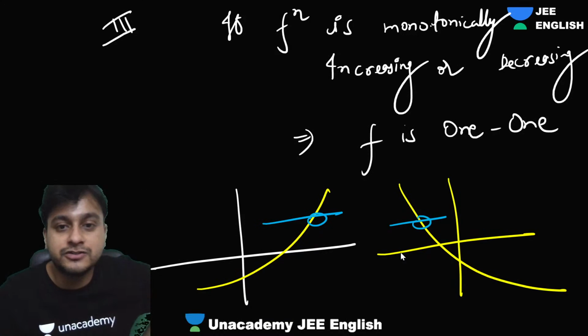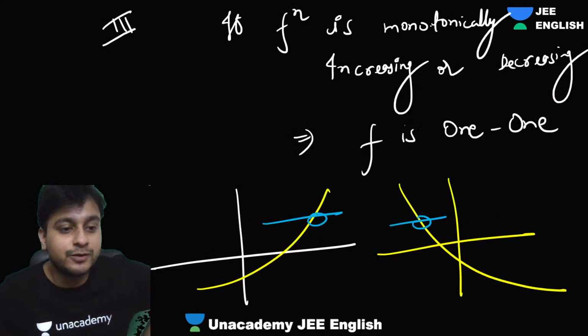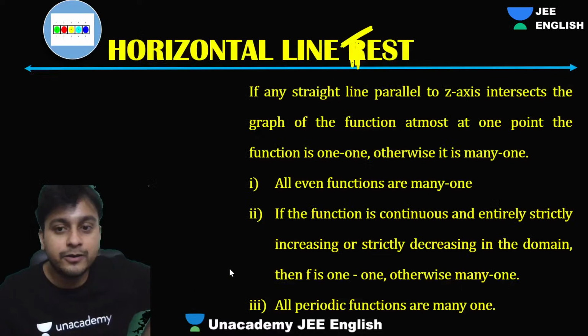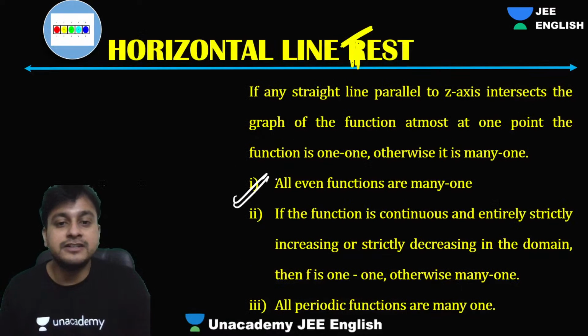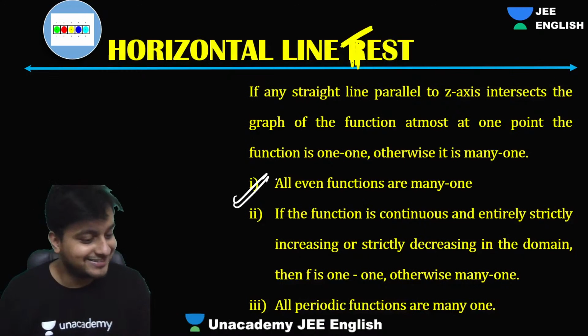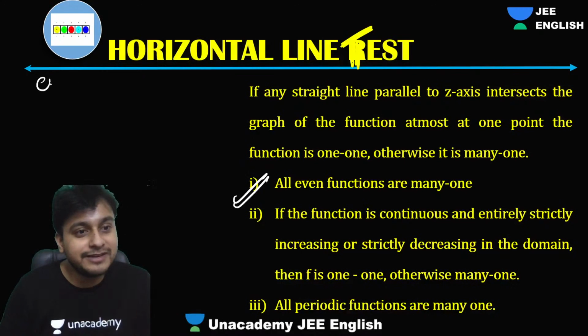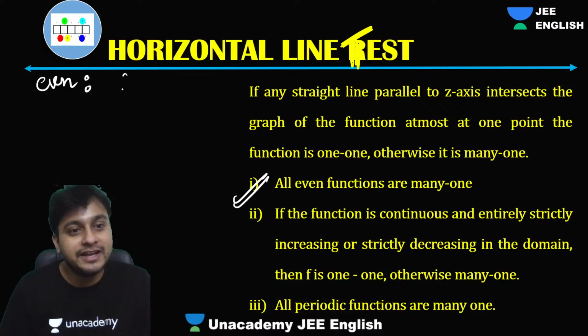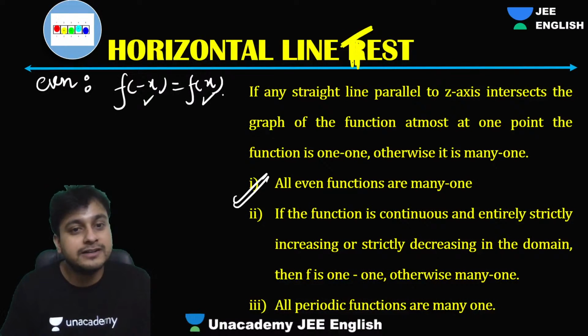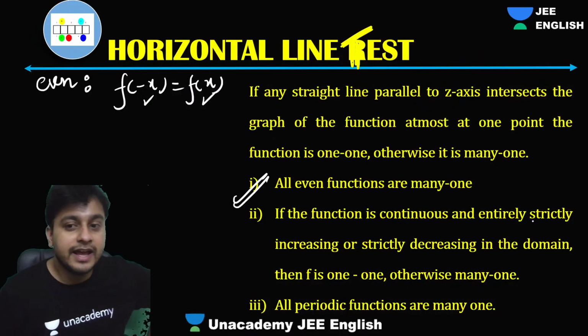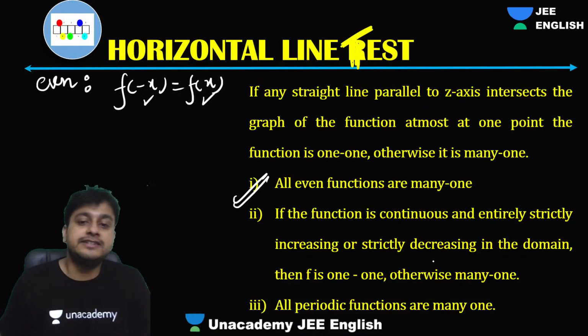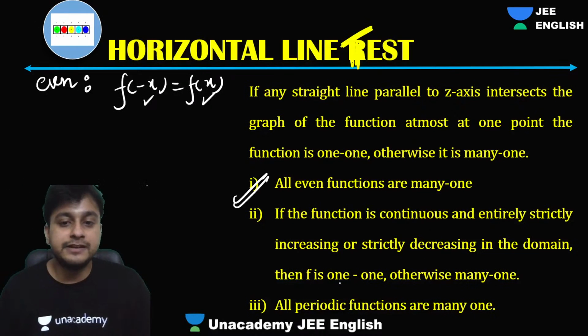I hope everyone understood these key features. That's what I've written over here. First, all even functions are many-one. Why? Because even function means f of minus x is f of x, so two x values have the same y. We will discuss that, don't worry. That will be many-one. If the function is continuous and entirely strictly increasing or decreasing in the domain, then f is one-one, or otherwise many-one, which we have discussed already.